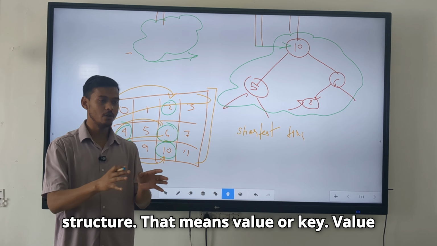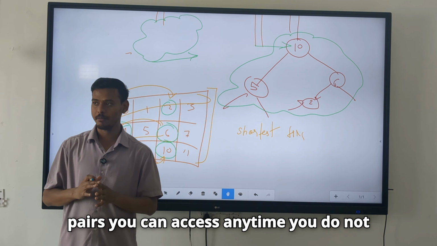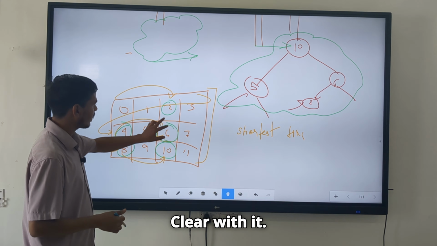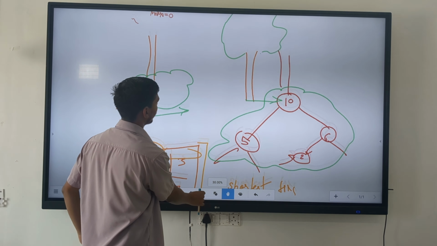That means values or key-value pairs you can access anytime. You do not have to keep them contiguous, right? Clear with it? Okay.